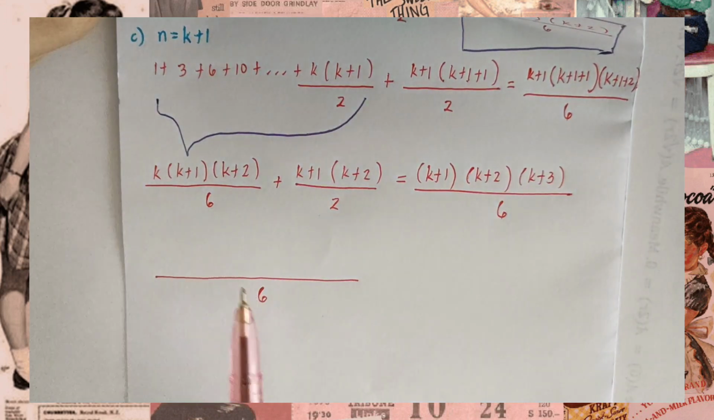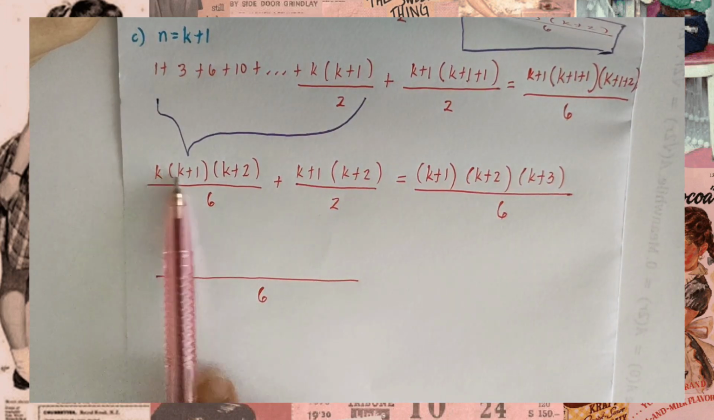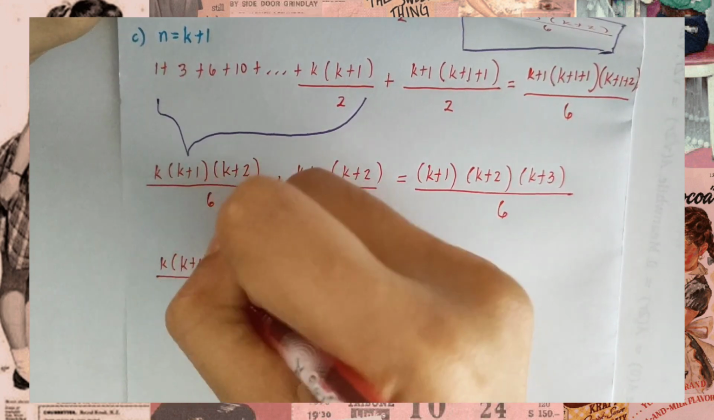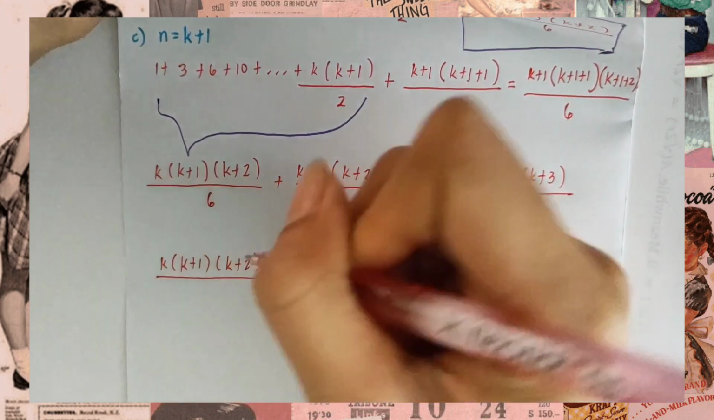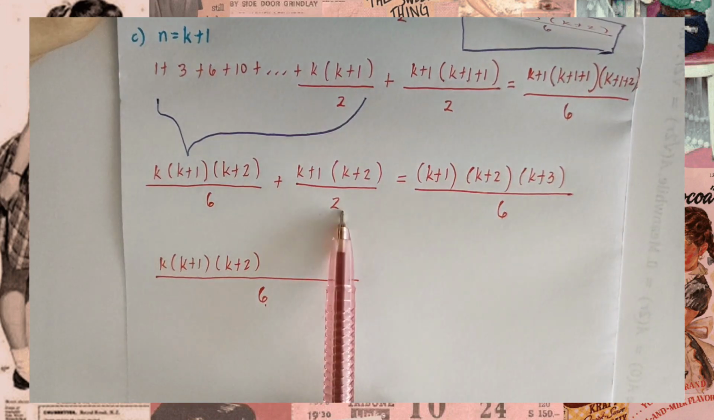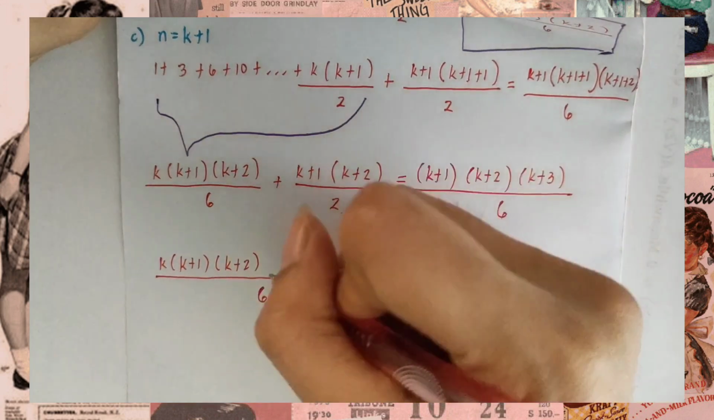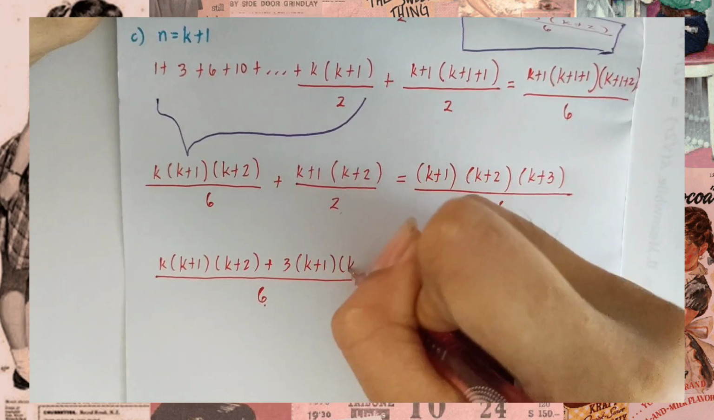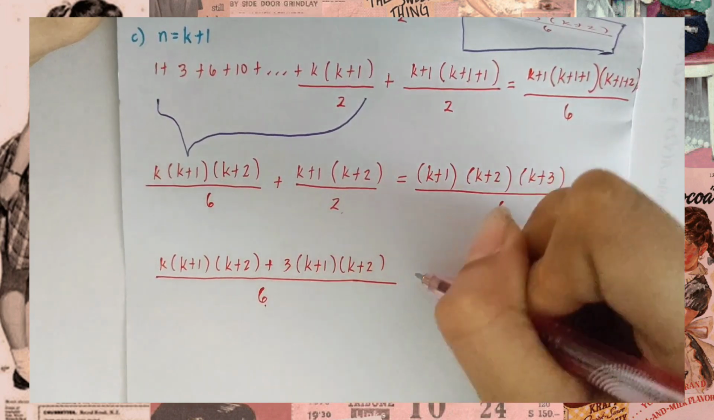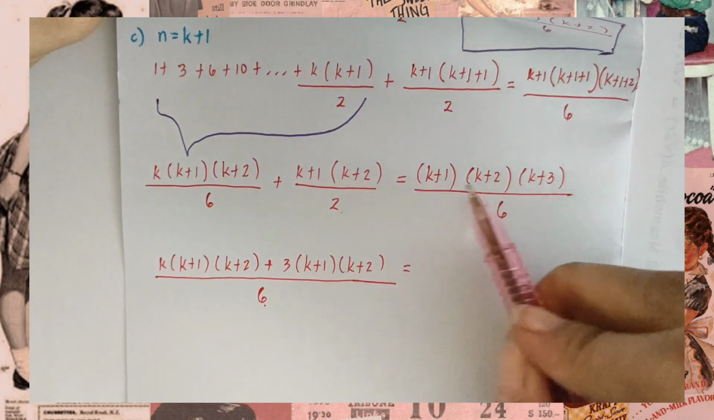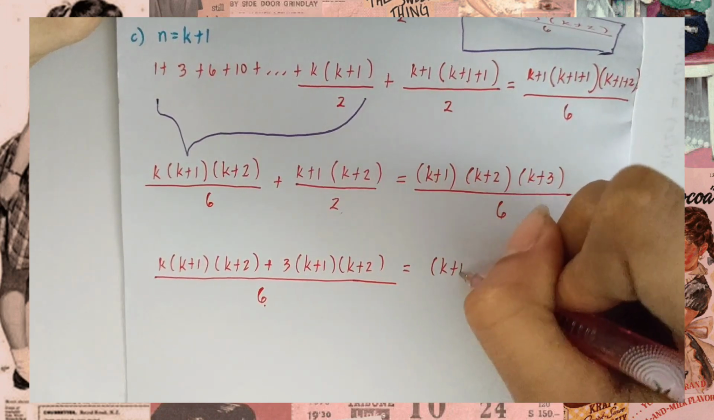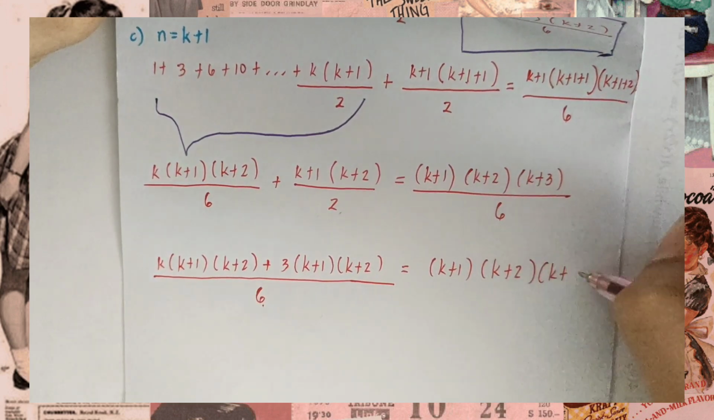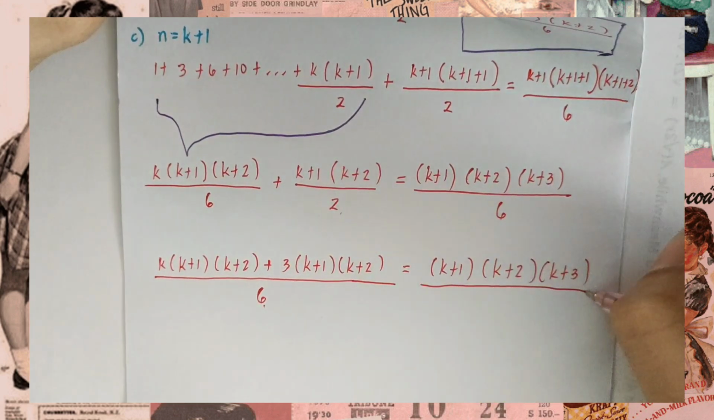So let's divide. 6 divided by 6 is 1 times the numerator. So copy. Next, 6 divided by 2 is 3 times the numerator. We have 3, k plus 1, k plus 2. And then copy this one. We have k plus 1 times the quantity of k plus 2 times the quantity of k plus 3 over 6.